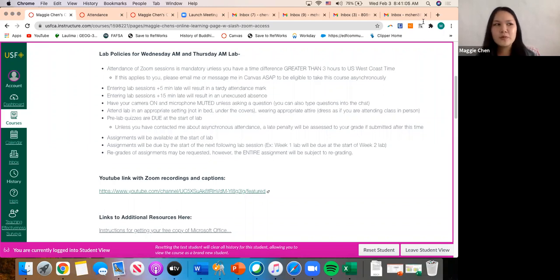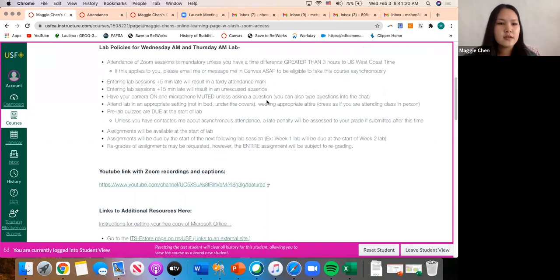A lot of students have taken this class asynchronously, so it can work. You just would watch the recordings after lab. Every single lab is recorded. But entering the lab session 5 minutes late will result in a tardy attendance mark. Entering lab session 15 minutes late will result in an unexcused absence. But again, if anything does come up, just email me as soon as you know that maybe you won't make it into lab, and then we can work something out and help you do your lab in another way.